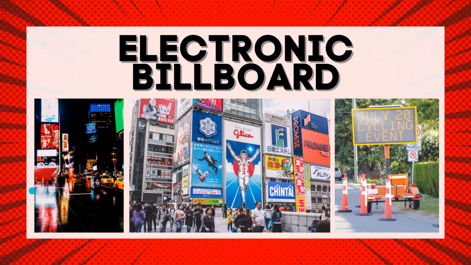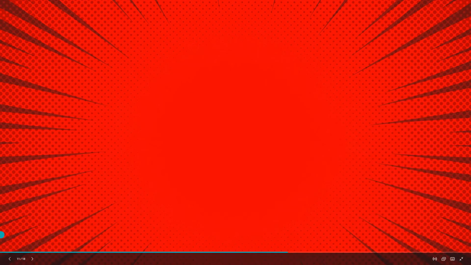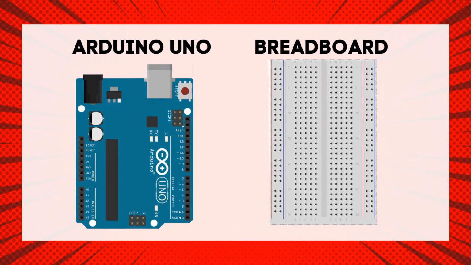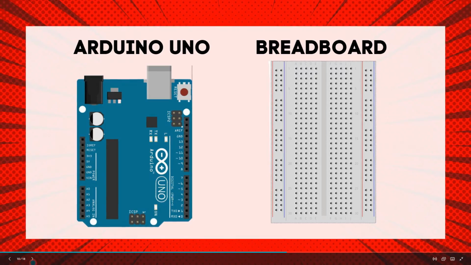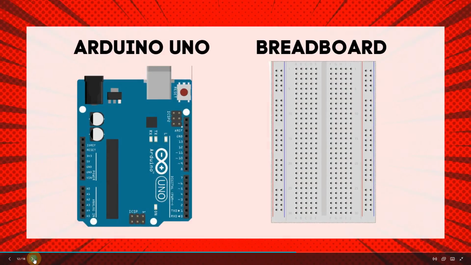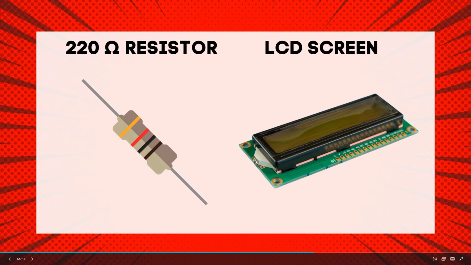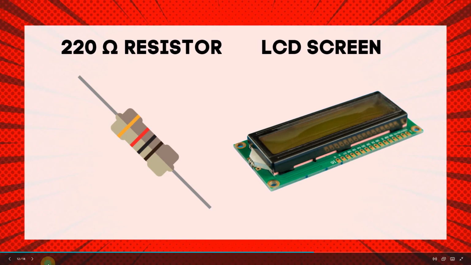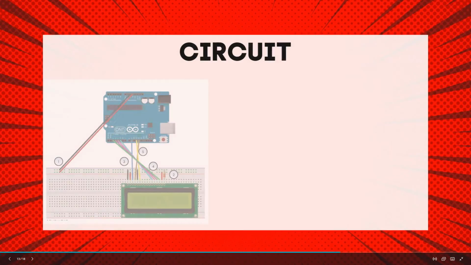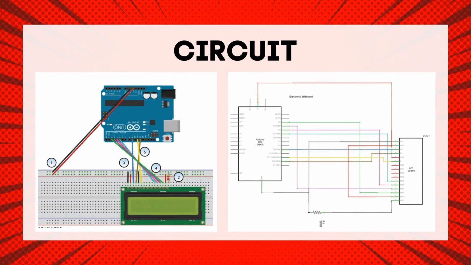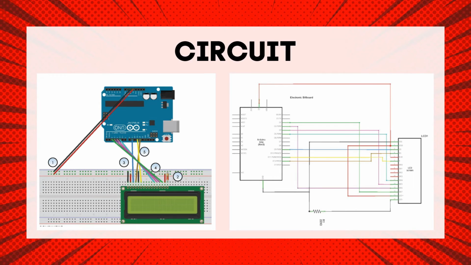And so for our activity, we are going to need the following materials. Of course, we need one Arduino Uno and one breadboard. The other materials are a 220 ohm resistor and an LCD screen. Here is our electronic billboard breadboard view for our circuit, and here we also have our schematic view, or our schematic diagram.